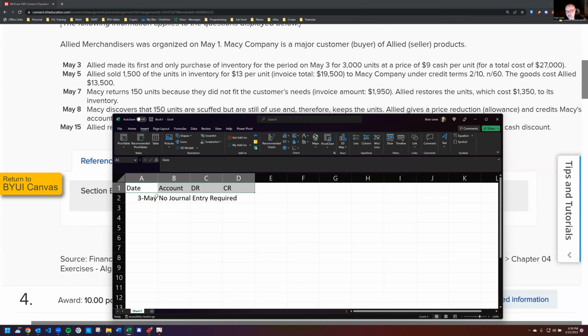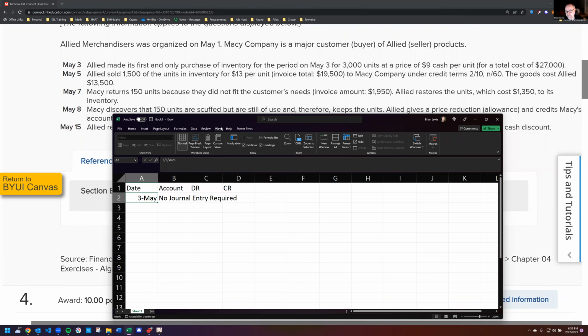Actually, so this can view it, we want to do a freeze panes just right where it's at. That's fine. Okay, no journal entry required. Okay, so now we go to the next one. What is this? 5-5. Okay.